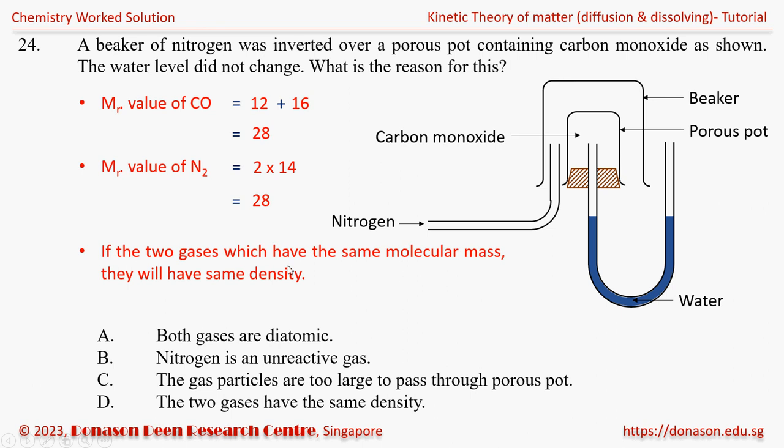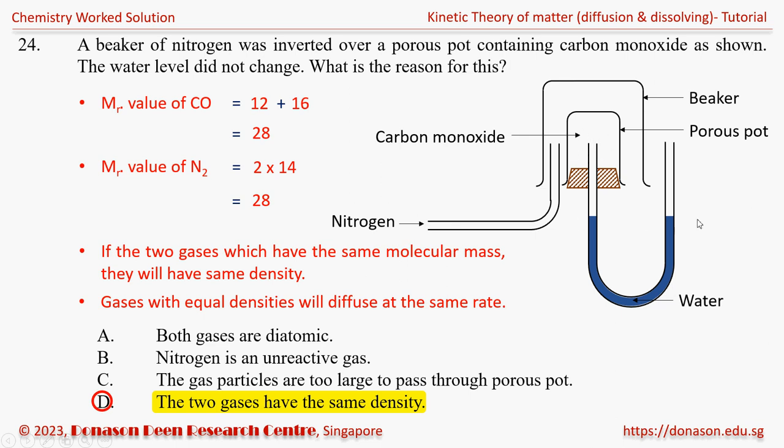So if two gases have the same molecular mass, they will have the same density. And of course, if they have the same density, the gases with equal densities will diffuse at the same rate. And if they are going to diffuse at the same rate, the pressure inside the porous pot is going to remain constant, and the level of the water on either end of the tube is not going to change. So the only reason for this to happen is that the two gases have the same density, and hence option D is the correct answer.